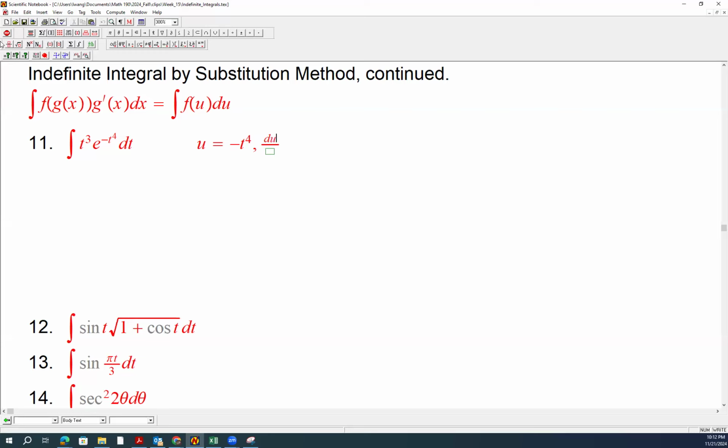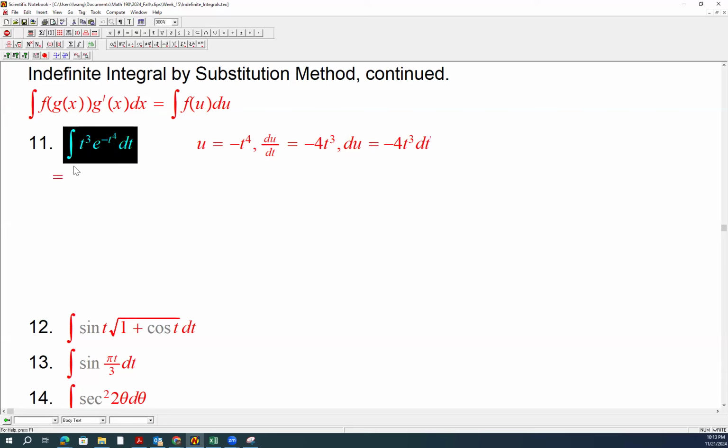If we differentiate u, du/dt is going to be equal to negative 4 t to the power 3. And when we multiply both sides by dt, we get du equals negative 4 t to the power 3 dt. Okay, so that's how we get from here to there. And oftentimes you can just go directly there. Okay, so now let's complete the substitution.